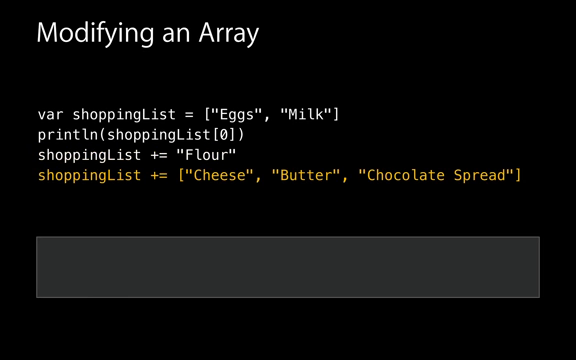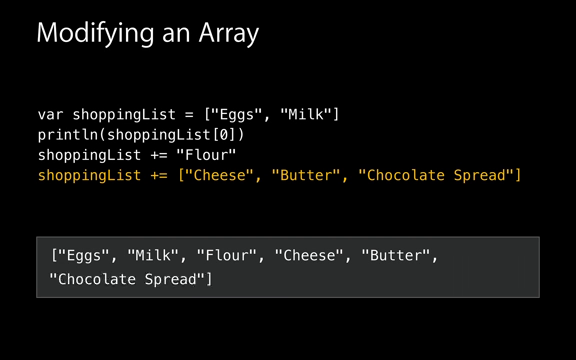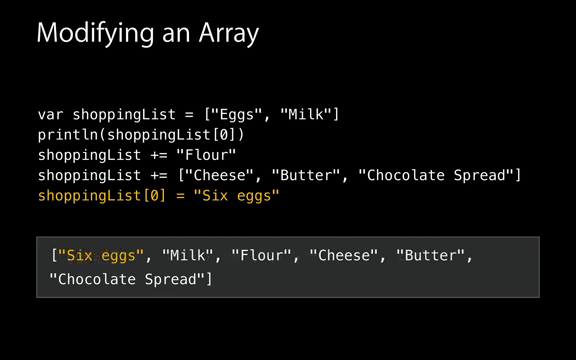Here, we're adding cheese, butter, and chocolate spread to our list. If we want to change a value, subscripting again. We just assign a new value for an existing array. Here, we're changing eggs to be 6 eggs.